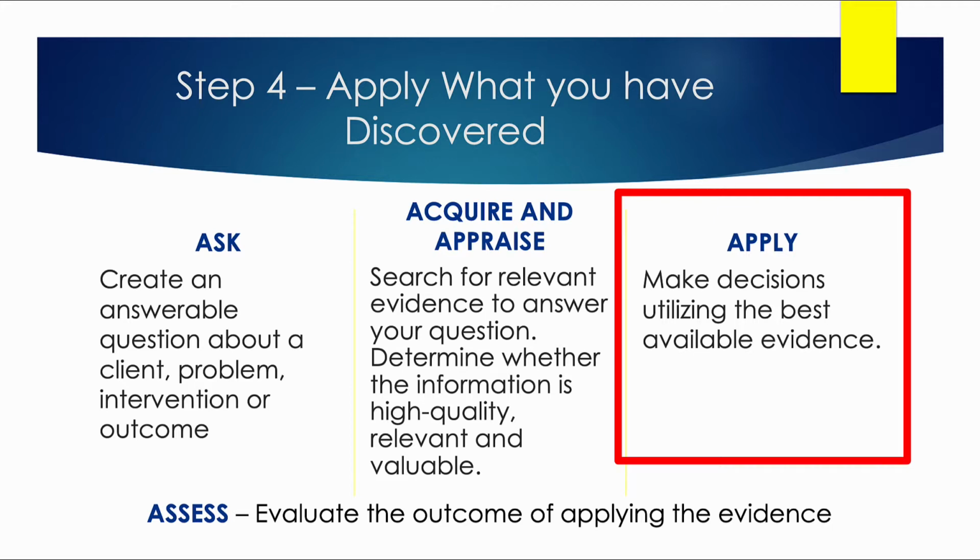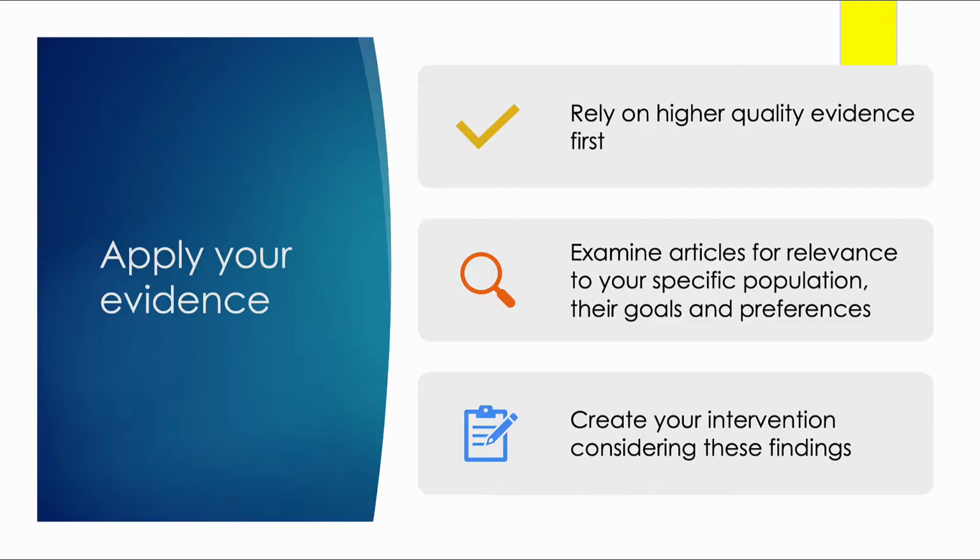What helps to answer this question the best? So we have to make decisions utilizing the evidence that's available, relying most heavily on the highest quality evidence, and less on the lower quality evidence, but still keeping it in mind because it's still potentially helpful. Okay, so applying this information is going to be key. So applying your evidence, obviously, as I said, first you rely on the higher quality evidence. So we take those systematic analyses or the meta-analyses first.